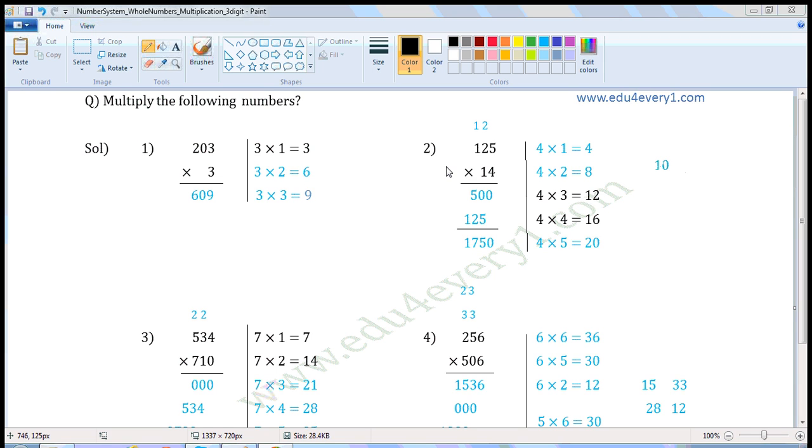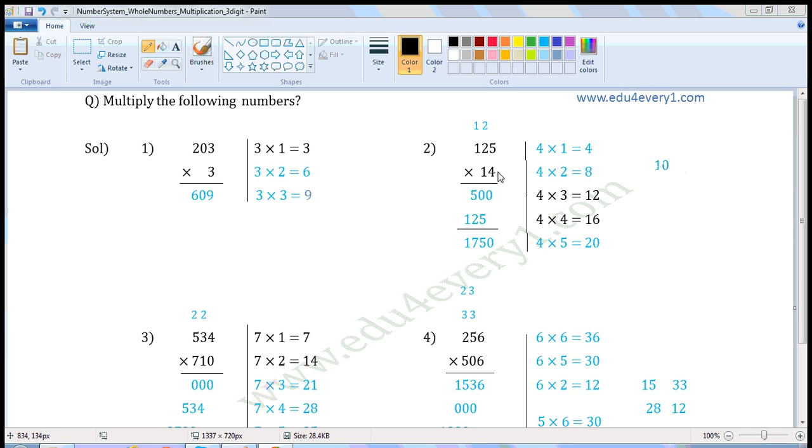Next term, 125 into 14. First we have to multiply 125 with 4, then with 1. First we have to multiply 4 and 5. Write 4 table in the upper up to 4 into 5. 4 into 5 is 20. So take this 2 and write it as a carry over the next digit. Take the 0 and write it below 5 and 4.